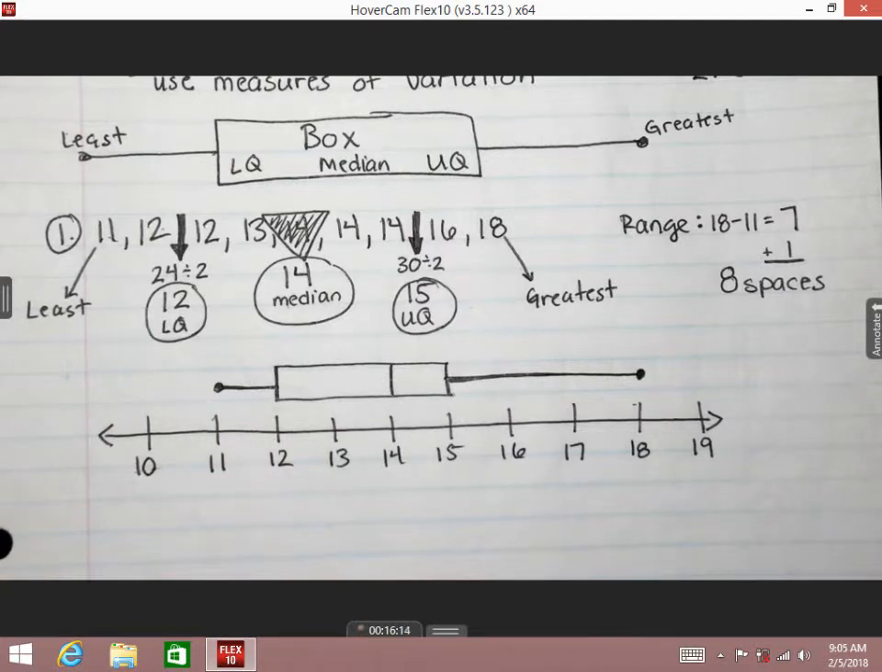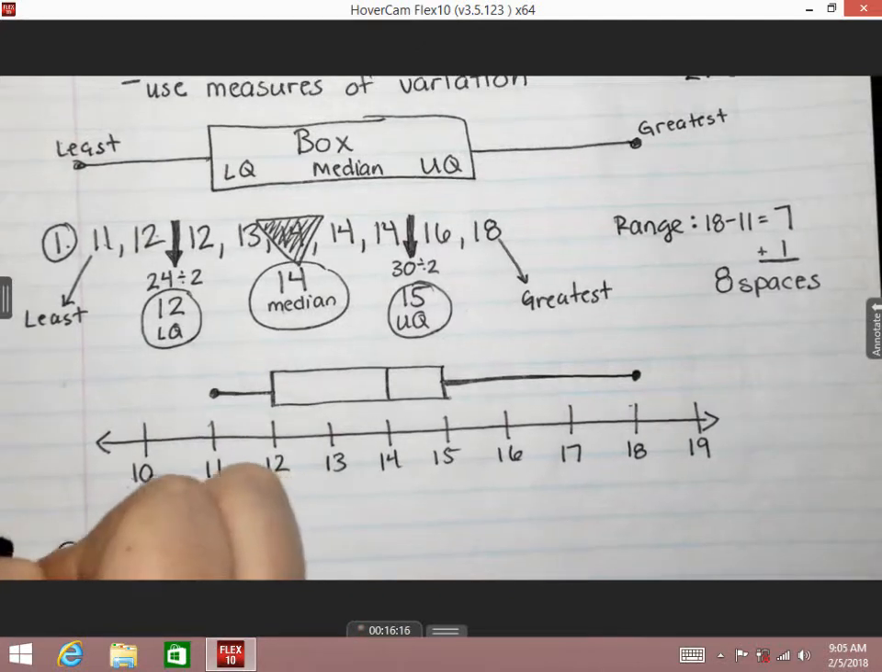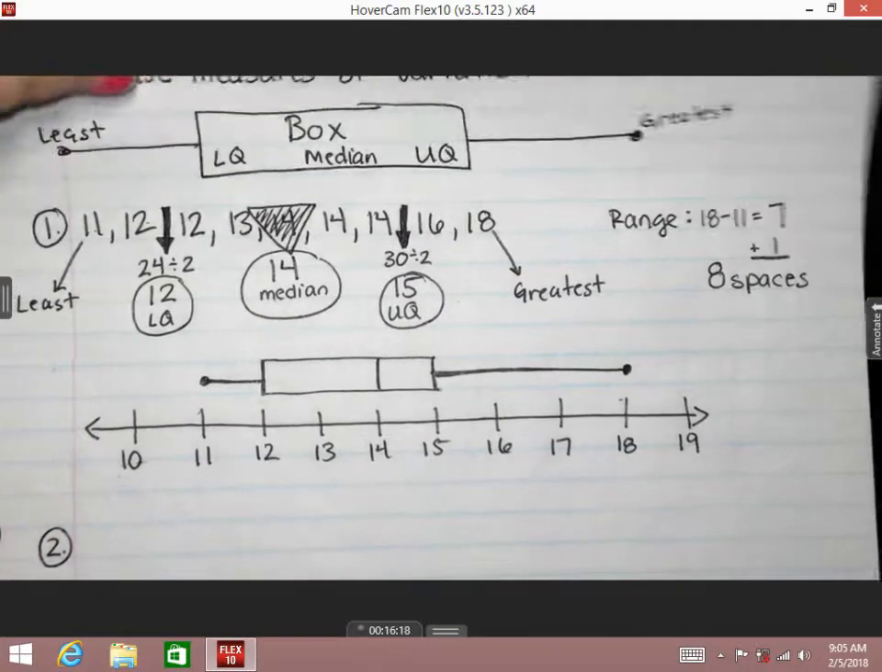Okay? All right, let's look at another one, number 2. We'll do number 2 together. All right, step 1 says? Put them in order. So you go ahead and do that. Put them in order.